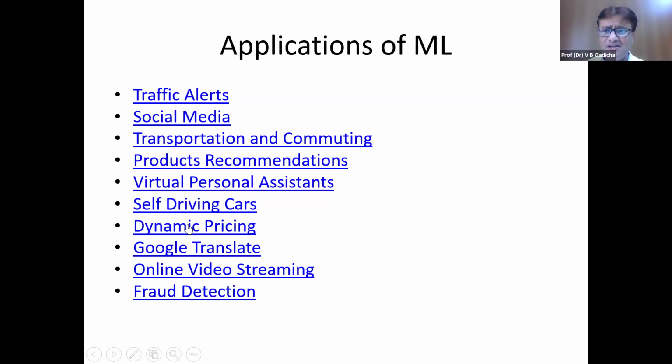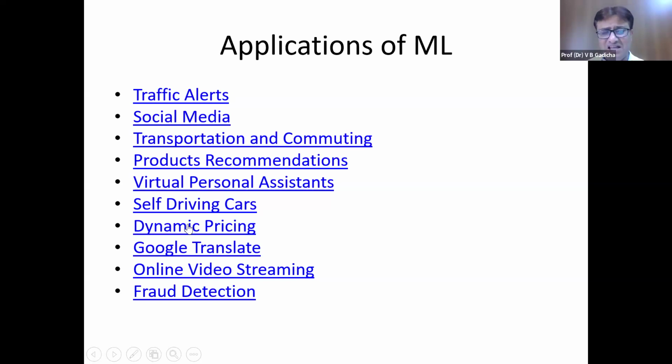Then there are product recommendations. Once you are visiting an e-commerce website and purchasing certain things, machine learning can recommend what you can purchase next. Virtualized personal assistants are another important use of machine learning, where you can use the resources incubated into the machines to do your tasks. Then self-driven cars: you can store the path given by GPS and keep on driving your car, or you can even have a completely automated car. There's dynamic pricing, Google Translator, online video streaming, and fraud detection. There are a number of things which can be done by machine learning.